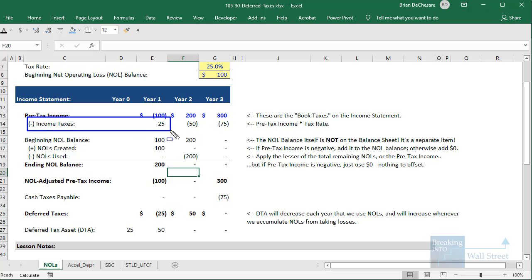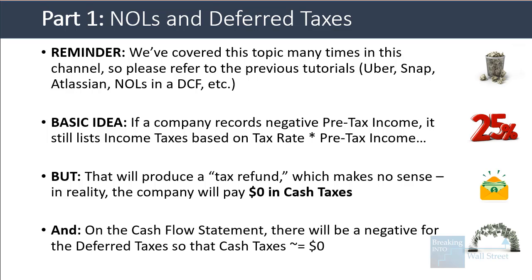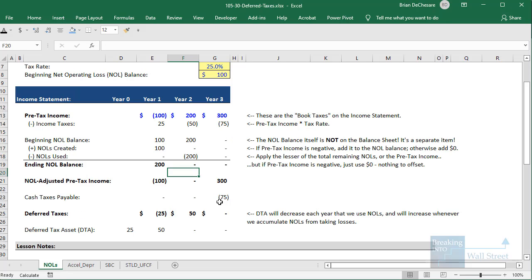They're actually positive. But in reality, what happens in this case is that the company actually pays 0 in cash taxes or close to it. It doesn't get a tax refund from the government. It just accumulates this loss that it can use in future periods. On the cash flow statement, there will be a negative for the deferred taxes in this case, so that cash taxes equal about 0. And if you go back to this Excel example, you can see how it works.